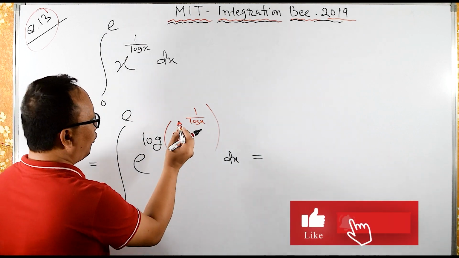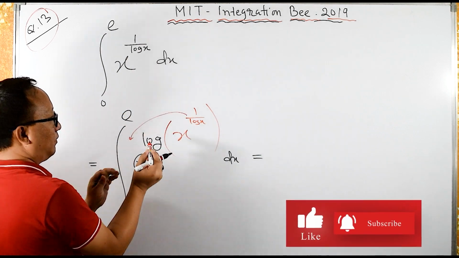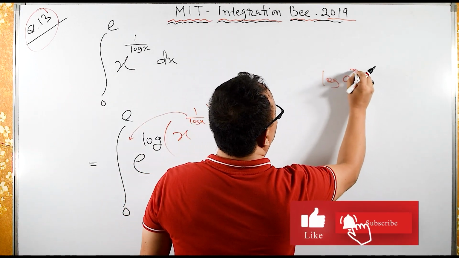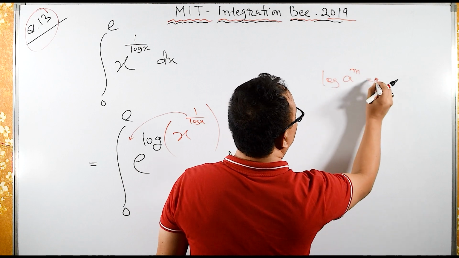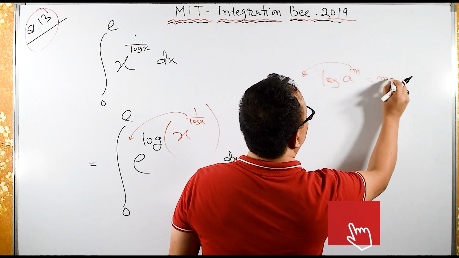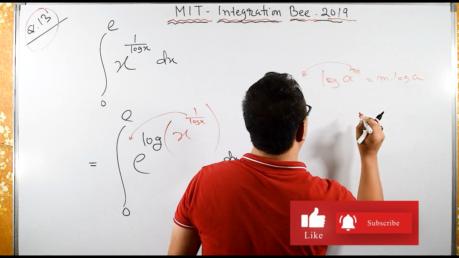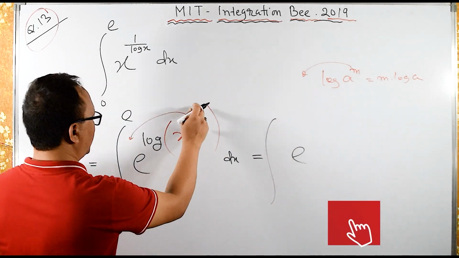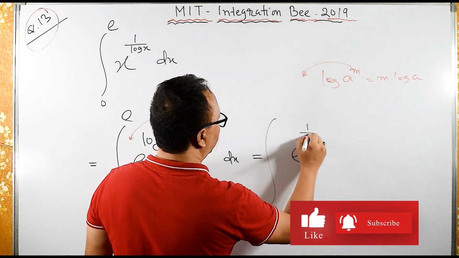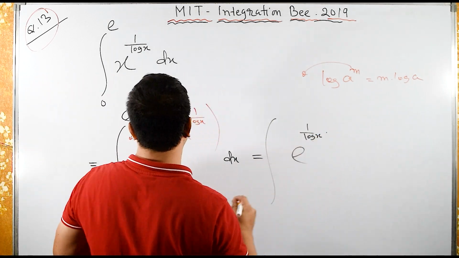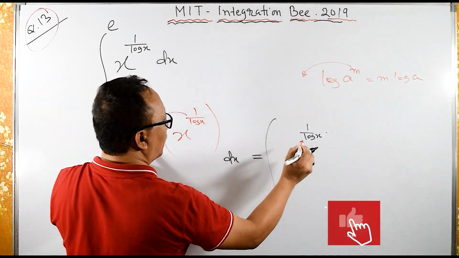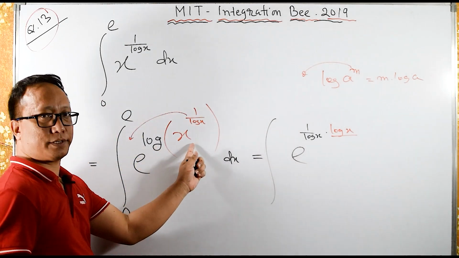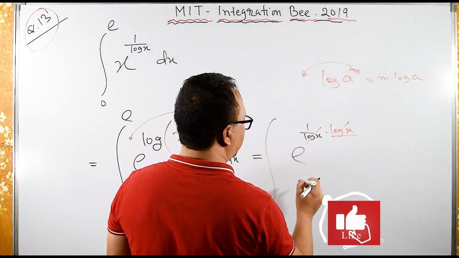Okay, and by log property we can bring this down over here. Why? Because log of a raised to m, where m is greater than 0, is the same as m into log of a. Therefore this is the same as integral e raised to, here I can bring 1 by log of x into log of x. Okay, and this log x gets cancelled.